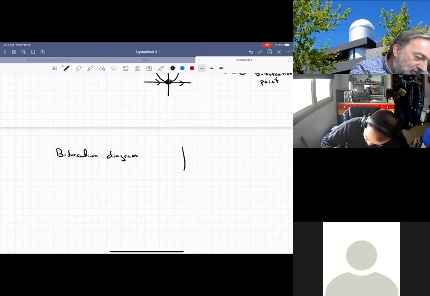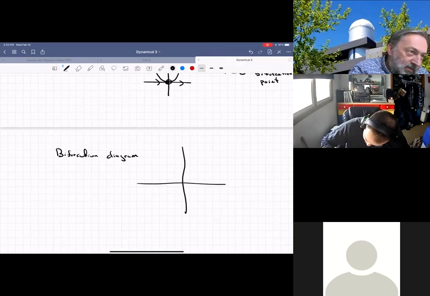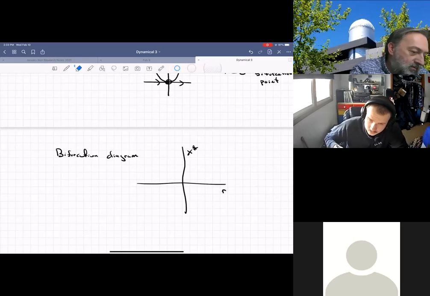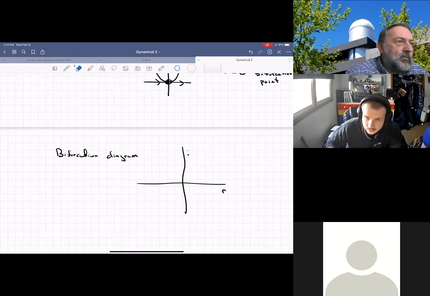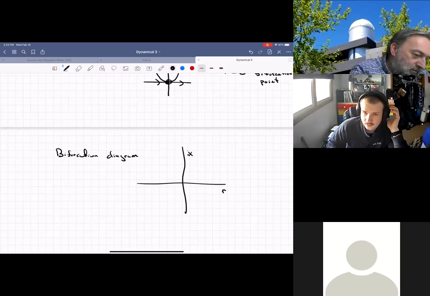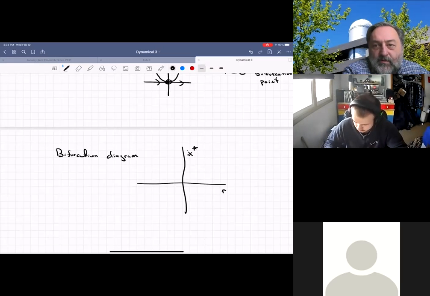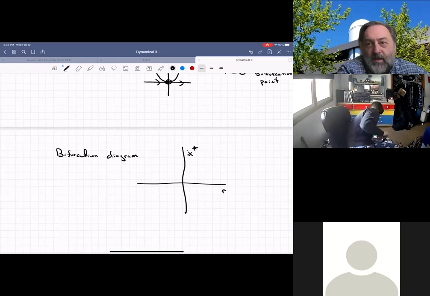What we're going to do on the bifurcation diagram is plot r on this axis and the fixed points on that axis. Actually, I want to do it the other way around. I'm going to plot the fixed point on the vertical axis, thinking of the fixed points as dependent on r. So r is essentially the independent variable. It's the thing that I'm getting to tune.